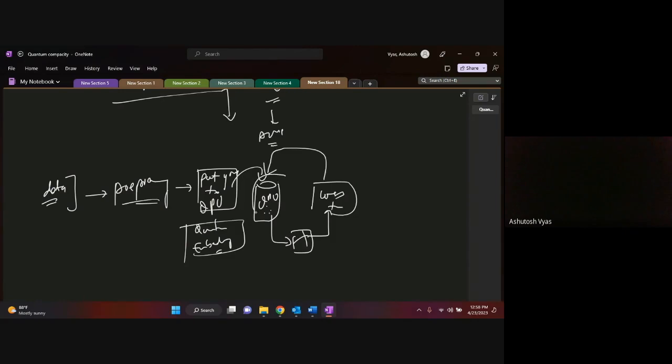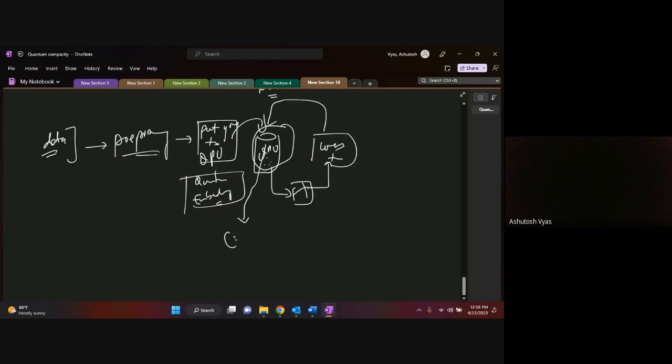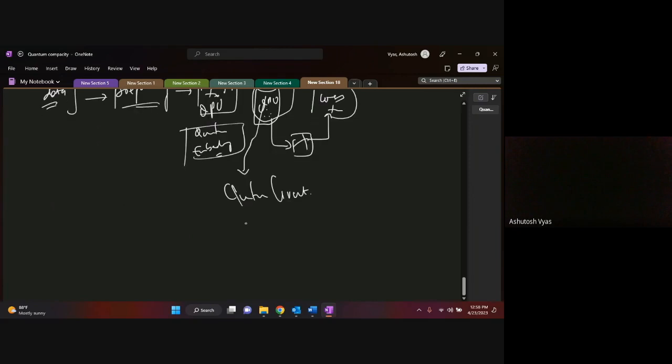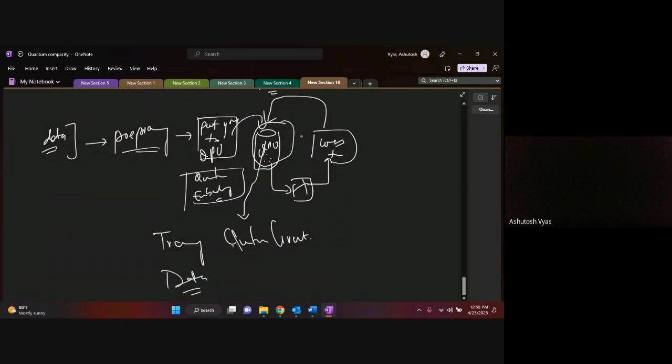Now, what is inside this box? Inside this box is your quantum circuit, right? And what you're training is your quantum circuit. Whatever data you're putting in, that data you're learning, and what you're training is your quantum circuit.